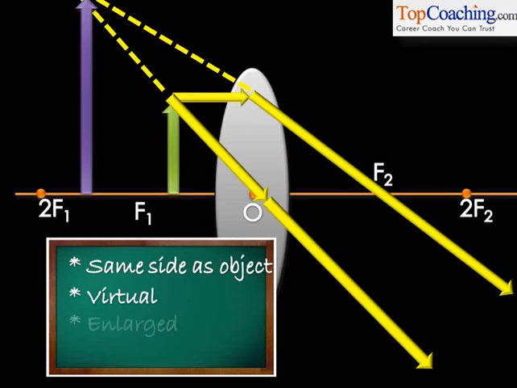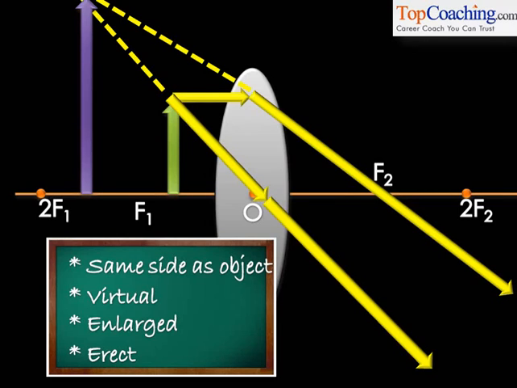As you can see, it is also highly enlarged, isn't it? You can see that the violet arrow is much greater than the green arrow in size. A fascinating fact is that the image is also erect in this case. You can see that in all other cases, the image was inverted. However, in this case, the image is erect.